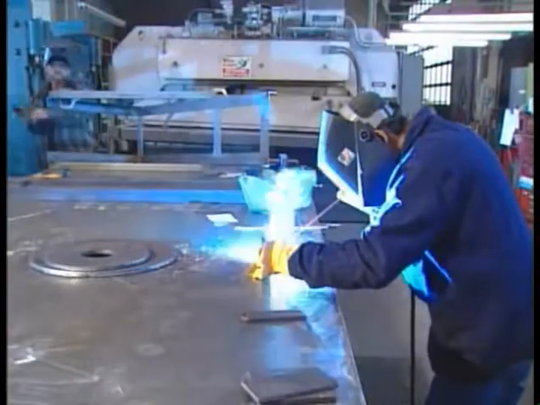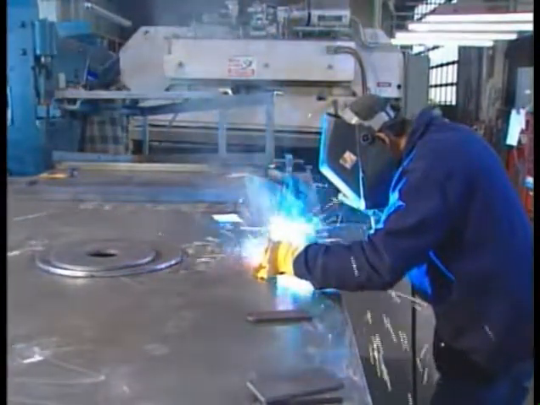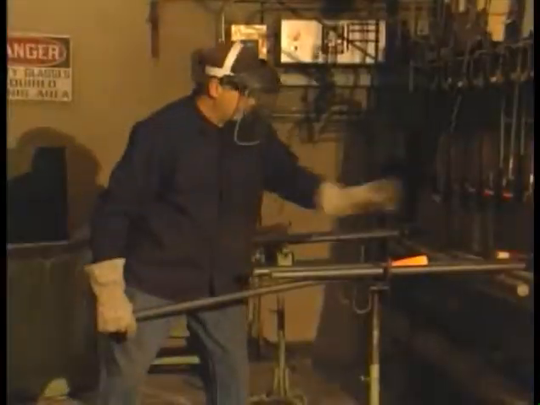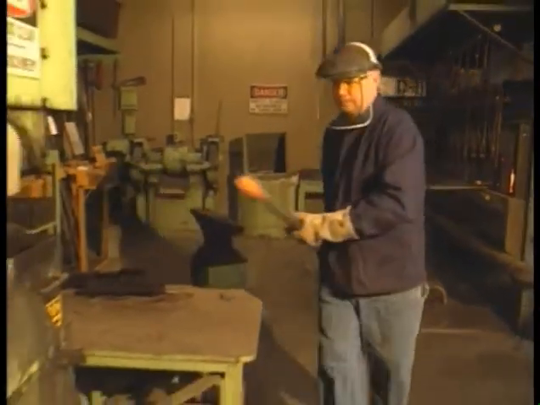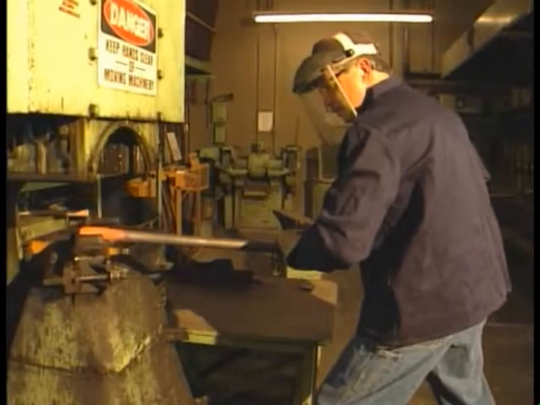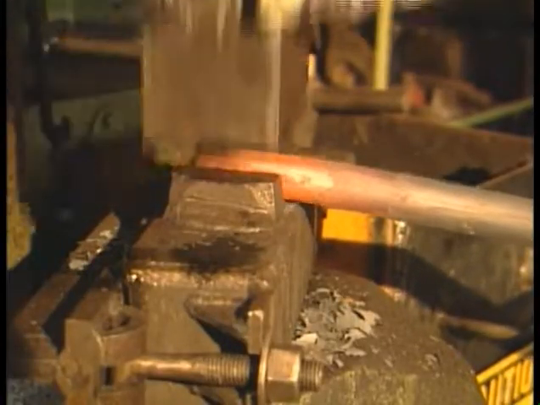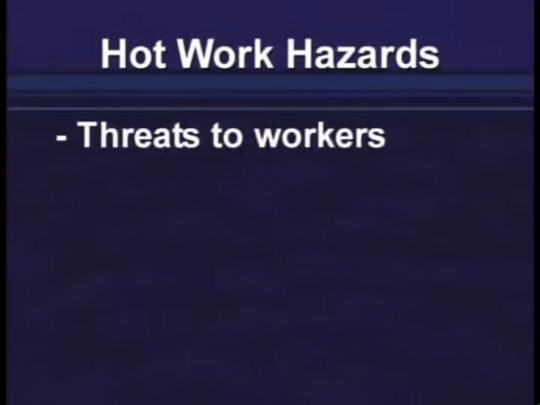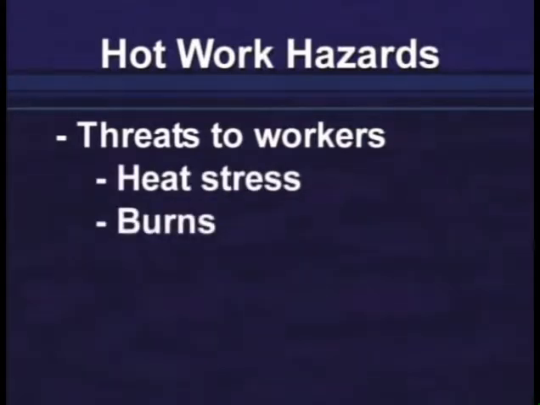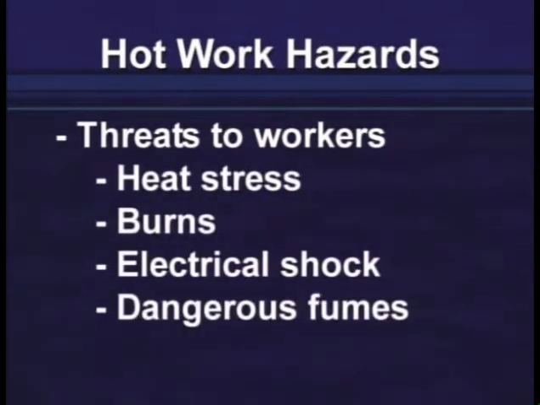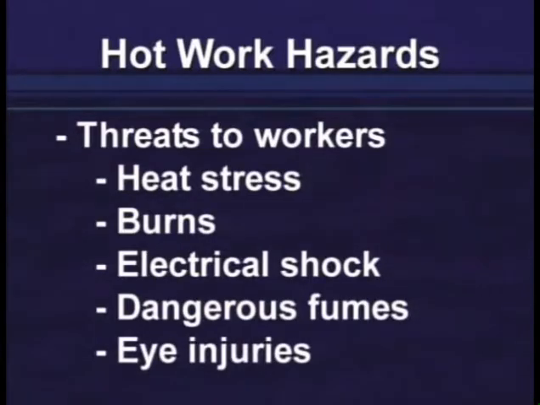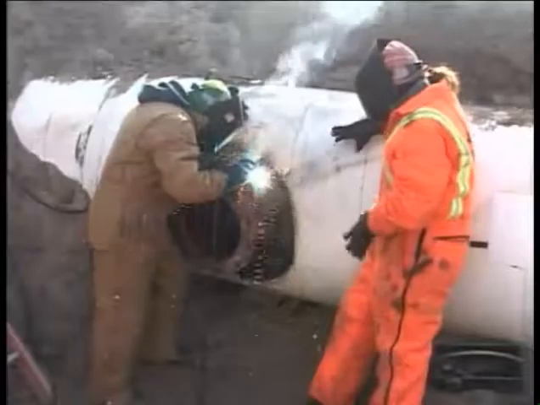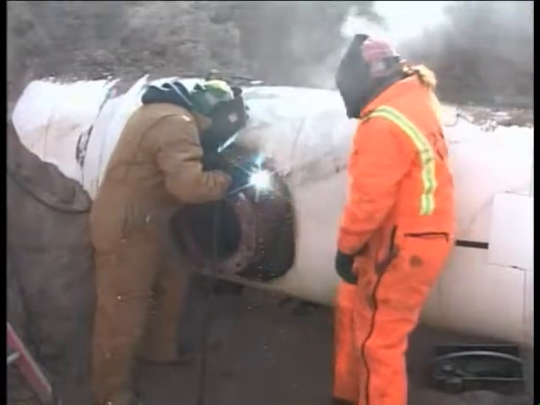Hot work is any activity that could produce flames, sparks, slag, or other hot fragments that might act as an ignition source to flammable materials in the area. Hot work also includes any activity that could generate smoke or heat to activate a fire alarm. There are a number of hazards that may exist during hot work, including fires, explosive reactions, leaking compressed gas containers, and for the utility worker, heat stress, burns, electrical shock, the breathing of dangerous fumes, and the possibility of eye injuries. The hazards of hot work don't just impact the employee who is working on the project. Hot work hazards impact other employees or anyone else in the vicinity.